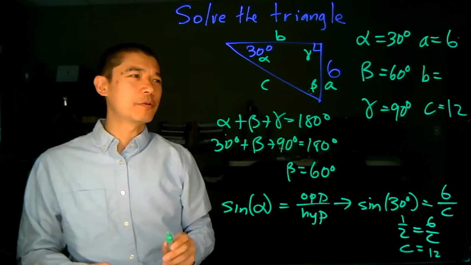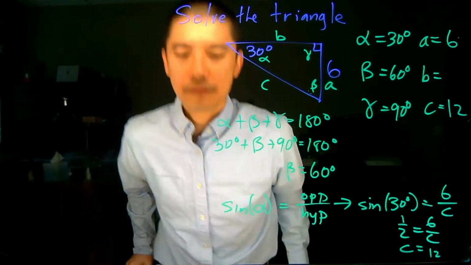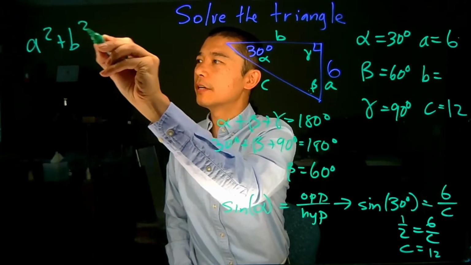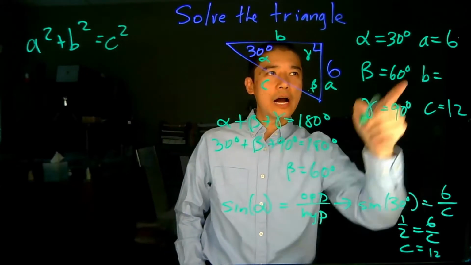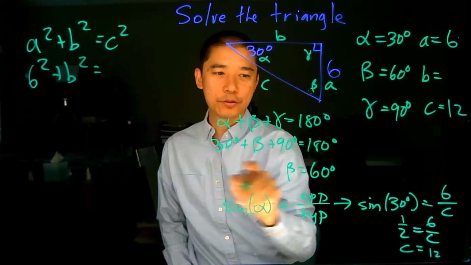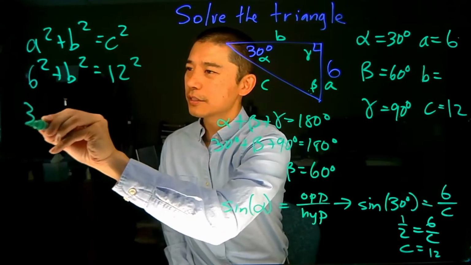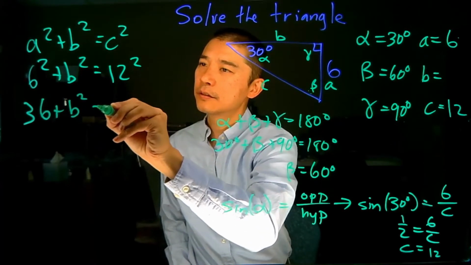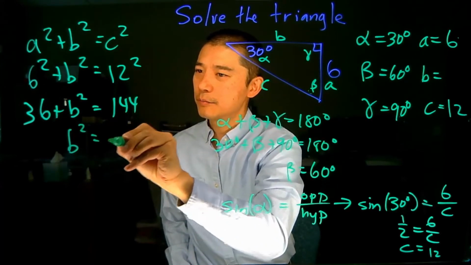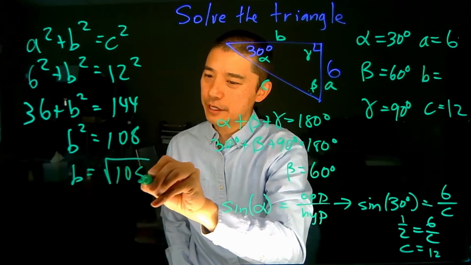A squared plus b squared equals c squared. And so I'm going to stick that right over here. Let me switch sides. So a squared plus b squared equals c squared. Our a is 6. So 6 squared plus b squared is equal to, our c was 12. 6 squared is 36. 12 squared is 144. Subtract off. B squared is 108. So b is equal to the square root of 108.